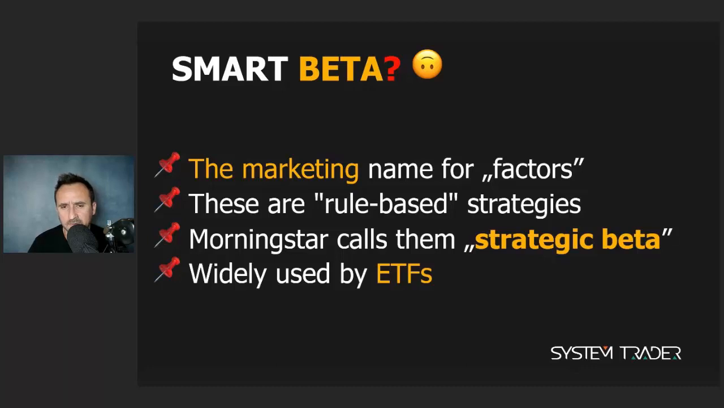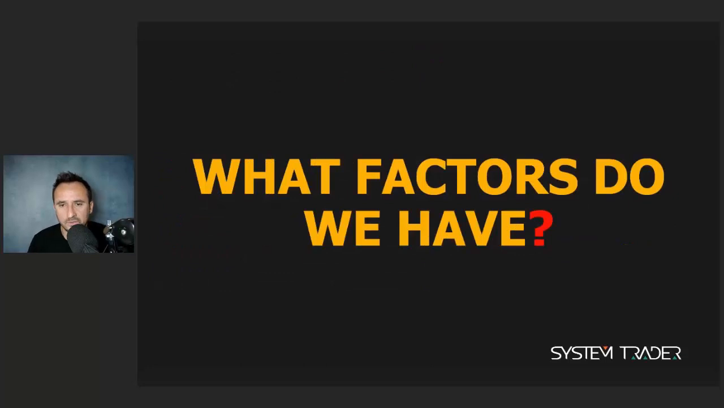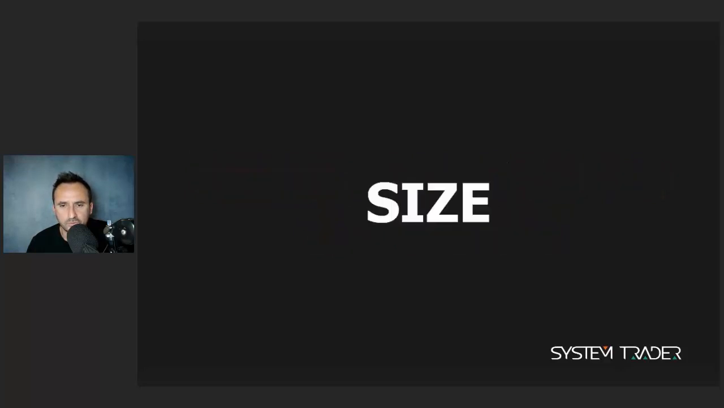And in fact, behind the scenes, as I said already, we have rule-based strategies, and Morningstar even calls them strategic beta. And as we know already, they are widely used by ETFs. So now I will go further and discuss very briefly each factor. I cannot cover all of them because there are, in fact, hundreds of factors. But there are the major factors, and we can have 3, 4, 5, up to 6 major factors, which should be sufficient for most investors.